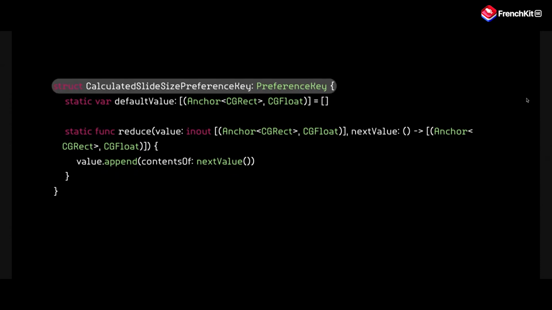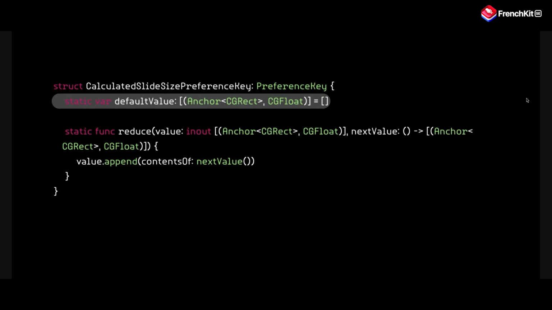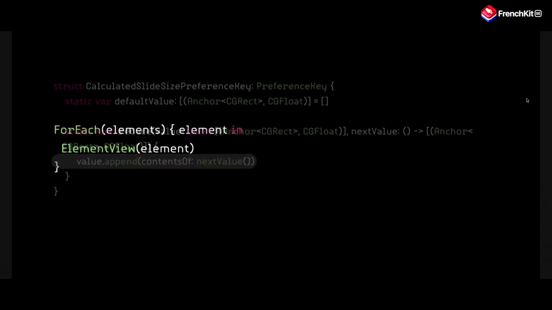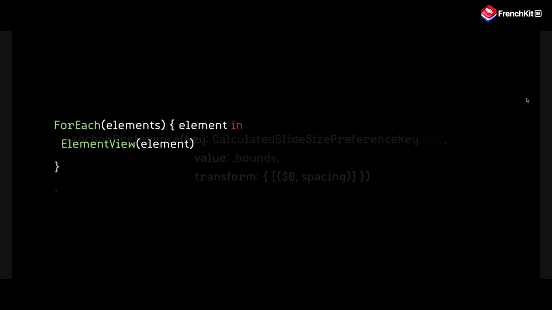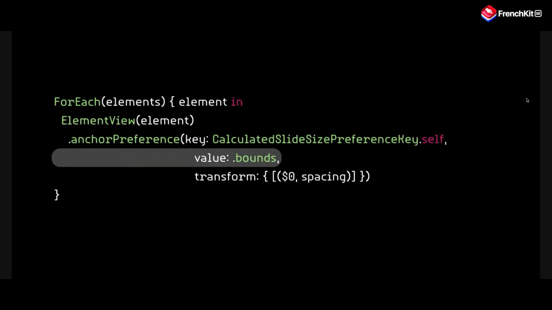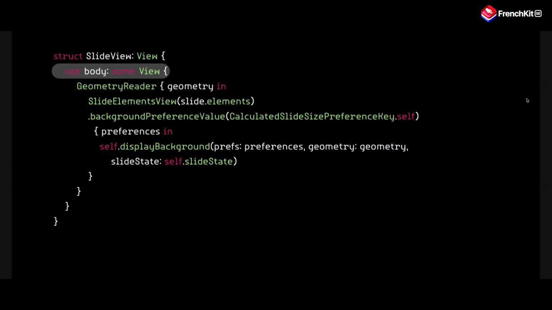And it's a lot of stuff, but what it basically is, is a container for an array of something called anchor CGRect and CGFloat. That's the type. So this is basically an array of the bounds of all my children. Let's ignore the reduce here and so on. Let's continue. So what we want to do is we have the for each here with the elements view. We get the anchor preference. And then in our slide view, which is the one that houses all the slides, we have a geometry here that gives us the total geometry of the slide.